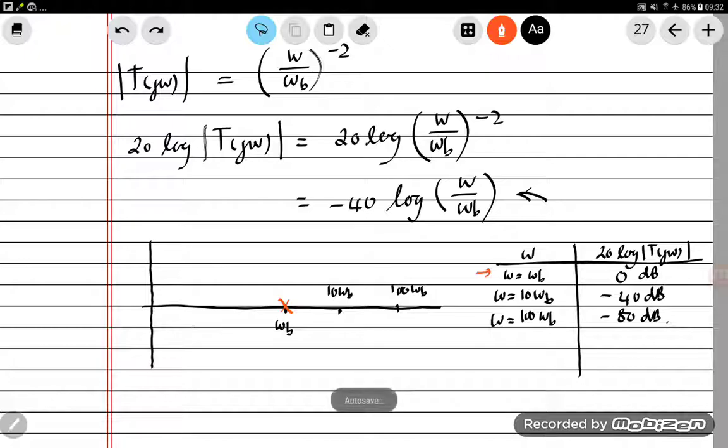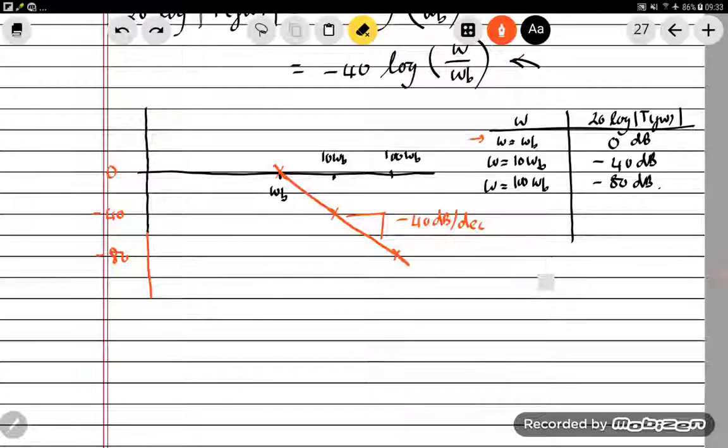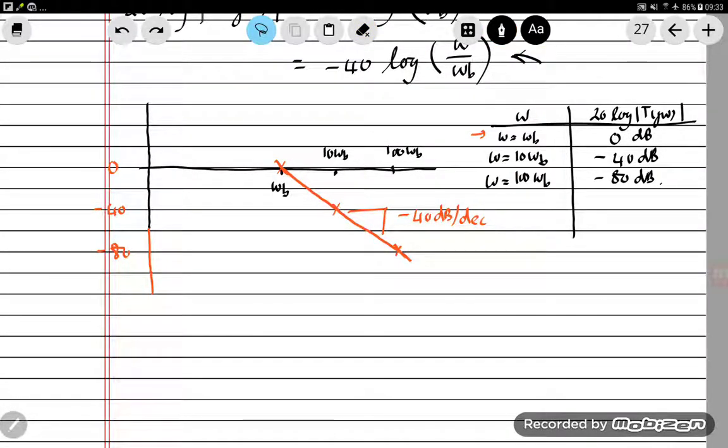Okay, so when ω is 10 ω_b, then our magnitude is -40 dB, and when it's 100 ω_b, it's -80 dB. Okay, so we see that we've got a straight line that has a gradient of -40 dB per decade for ω much larger than ω_b. We still have to calculate the phase.